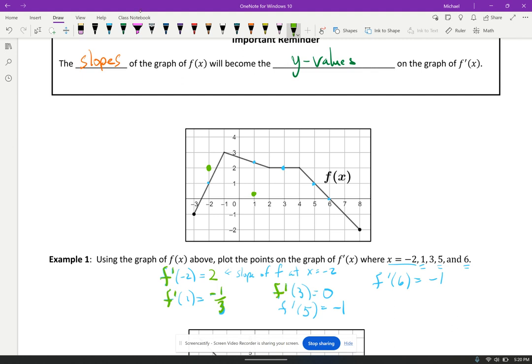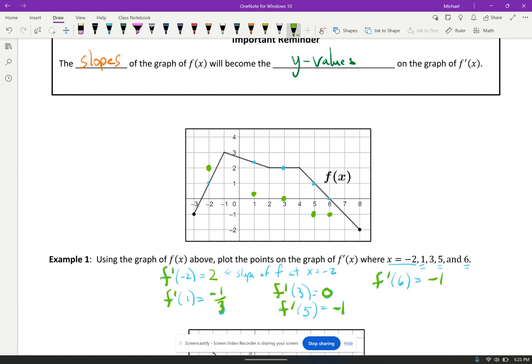F prime of 3 is going to be 0, so that's going to be here. F prime of 5 is going to be negative 1. Let me go back. F prime is going to be negative 1. So F prime of 5 is going to be negative 1. And then F prime at 6 is going to also be negative 1. So that's going to be there.